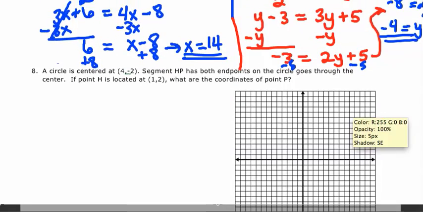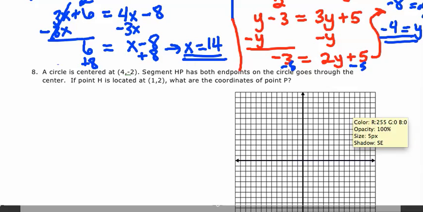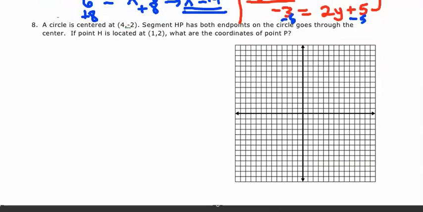The second type of question is a little bit easier. Here we have a circle, and we know a lot of things about circles, so we'll talk about what stuff we know. But in this case, we're told that the center, or the midpoint, of the circle is 4, negative 2. So let's graph it. And that's the center. Segment HP has both endpoints on the circle and goes through the center. Okay. If point H is at 1, 2, we want to know where P would be.